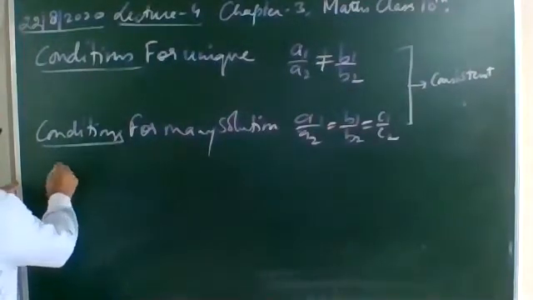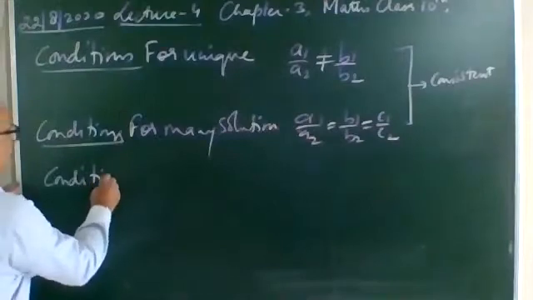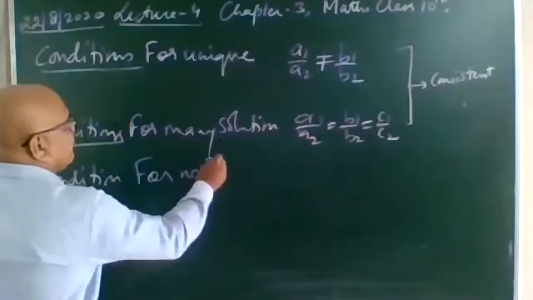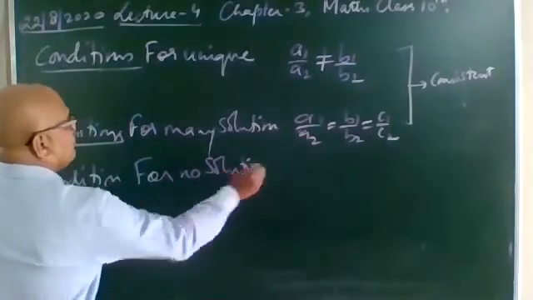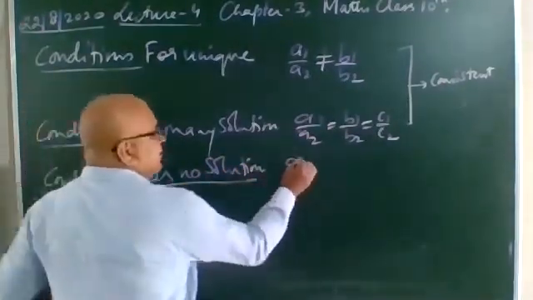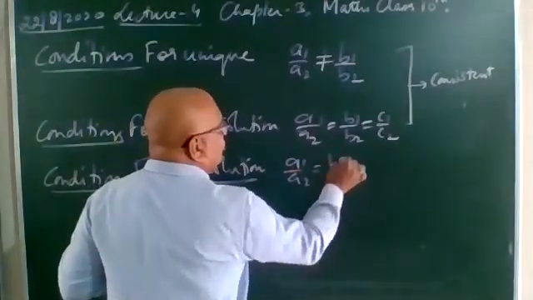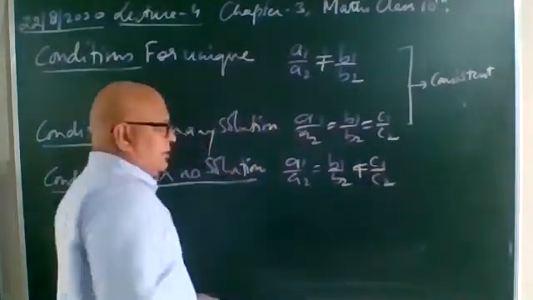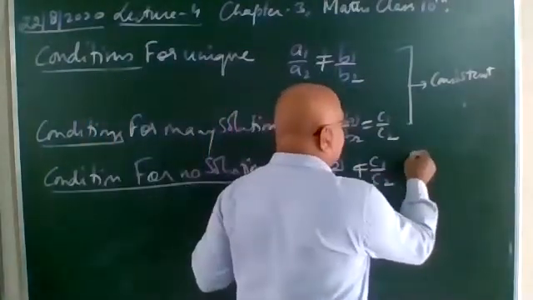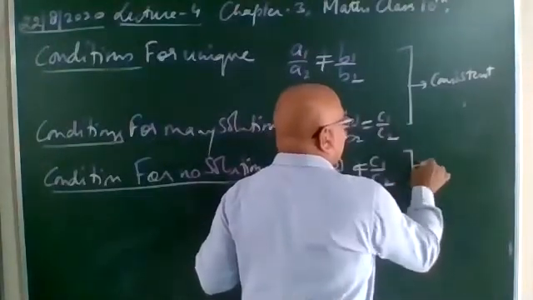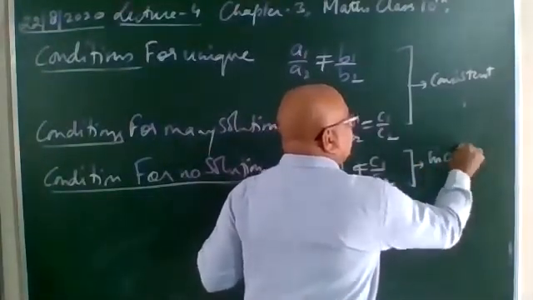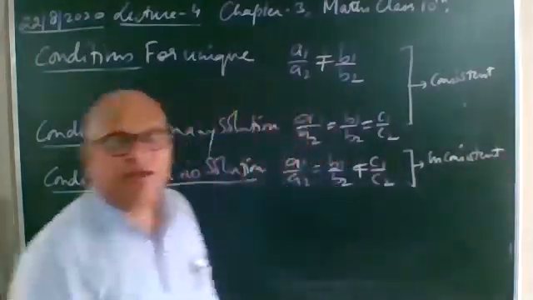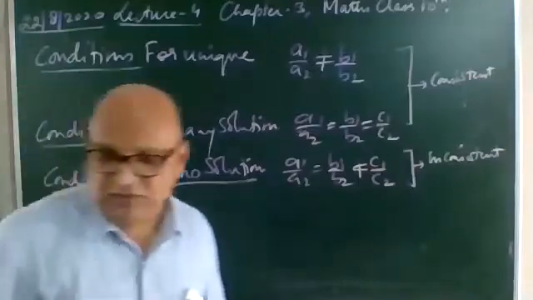After that, condition for no solution, that is A1 upon A2 equal to B1 upon B2 not equal to C1 upon C2. That is, you can say inconsistent. Inconsistent means no solution. So you will find questions like that.